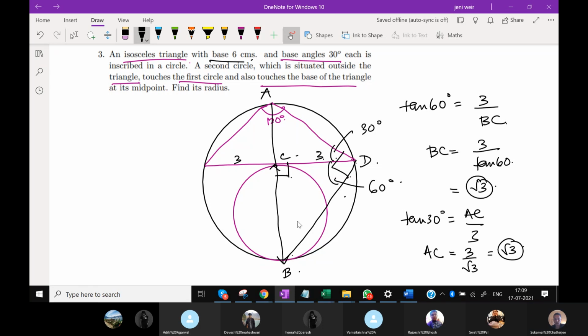So that means the diameter of the circle would be 2 root 3. This would be AC by 3 is tan 30. So AC would be 3 into tan 30. So 3 by root 3, which is root 3. So the diameter will be 2 root 3, or the radius will be root 3.